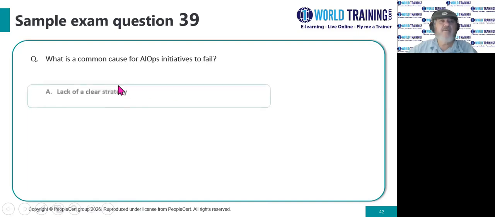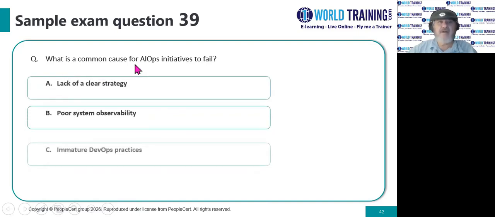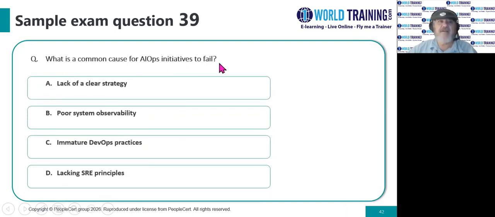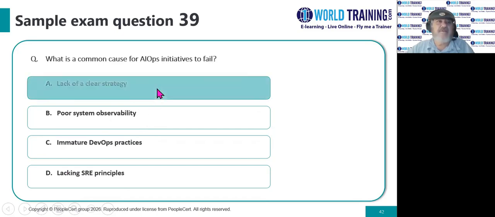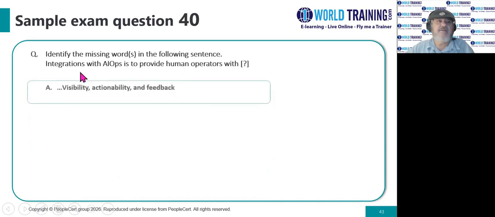Yes. Question 39, what is a common cause for AIOps initiatives to fail? Lack of a clear strategy, definitely that, or system observability. That's also true. Immature DevOps practices, not specifically. Lacking SRE principles, not specifically. So between A and B, I think A is a stronger answer. Yeah. All right, last question.